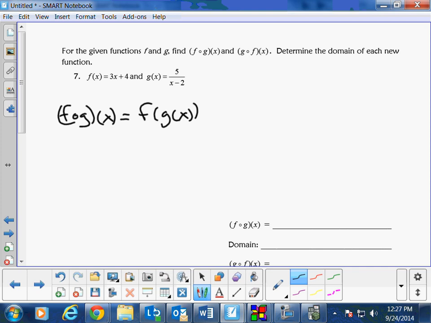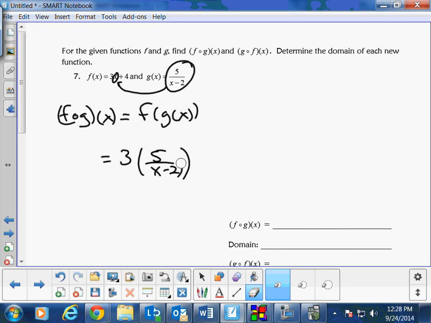With that, we're going to take the g of x, which is this one, and put it right in here. You can draw an arrow to kind of see that. So it's going to look like this: I'm going to have 3, 5 over x minus 2. I probably shouldn't put parentheses there just because they're not really needed.